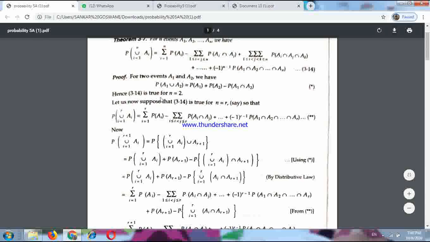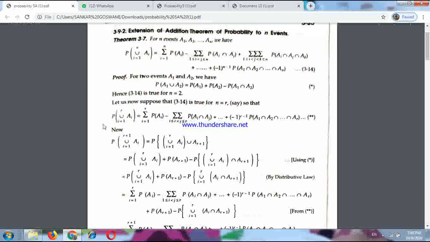Now I suppose that the theorem holds for n equals r. That means P of union i from 1 to r of A_i equals the summation i from 1 to r of P(A_i), minus the sum over 1 ≤ i < j ≤ r of P(A_i ∩ A_j), and so on, up to plus or minus (-1)^(r-1) times the last term. I can write this because I have assumed that the theorem holds for n equals r.